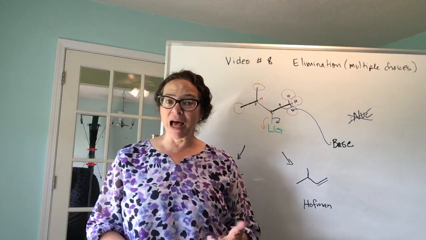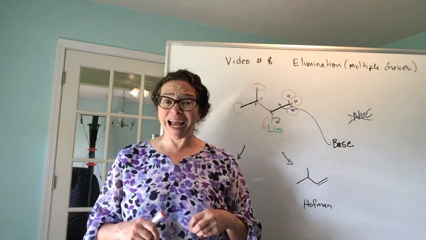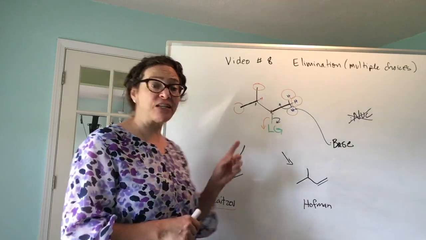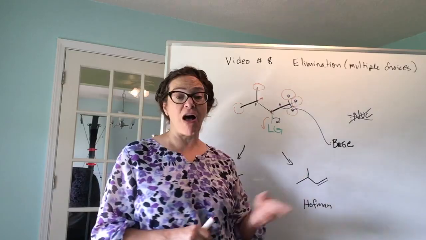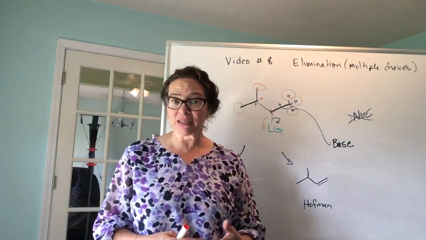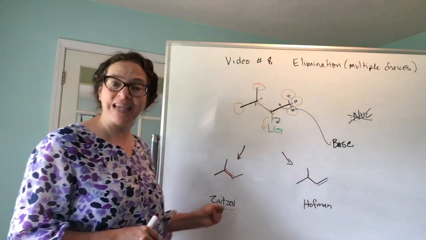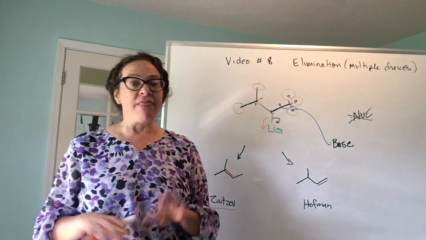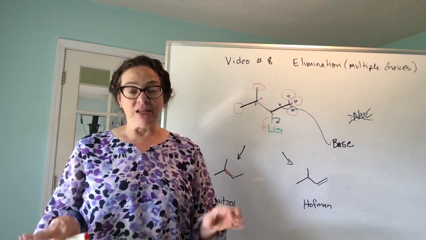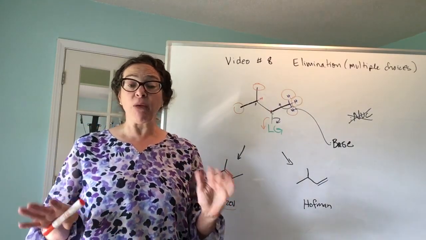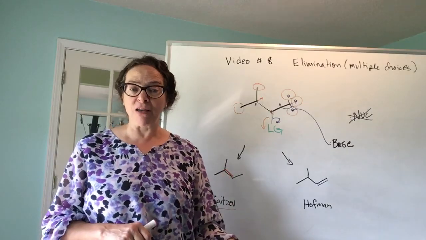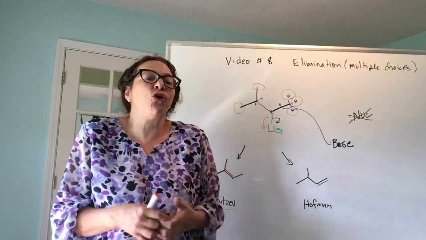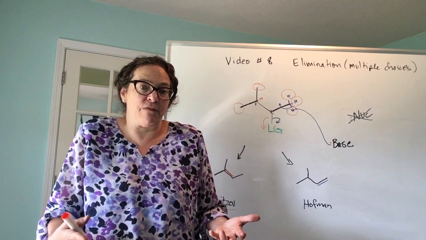So as it turns out, we can design an experiment such that we can produce the Hofman as the major product, or we can produce the Zaitzev as the major product. Their stability is not in question. The Zaitzev is more stable and will always be more stable than the Hofman. But what if you just couldn't produce the Zaitzev product?